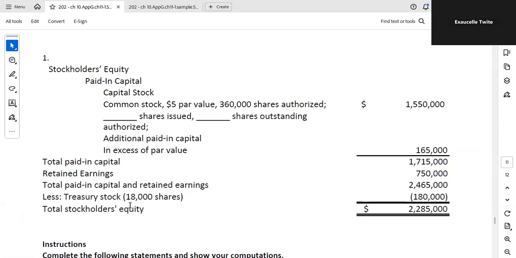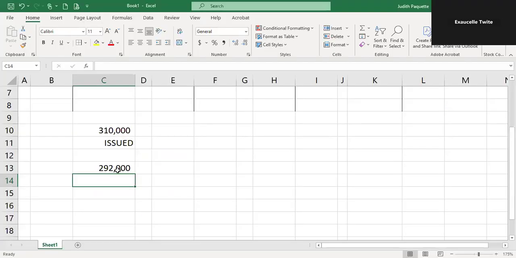So when we say how many shares are outstanding, we take 310,000 minus 18,000 and you get 292,000 shares, I believe. Yes. So outstanding is going to be 310,000 minus 18,000. That's the answer to that one.